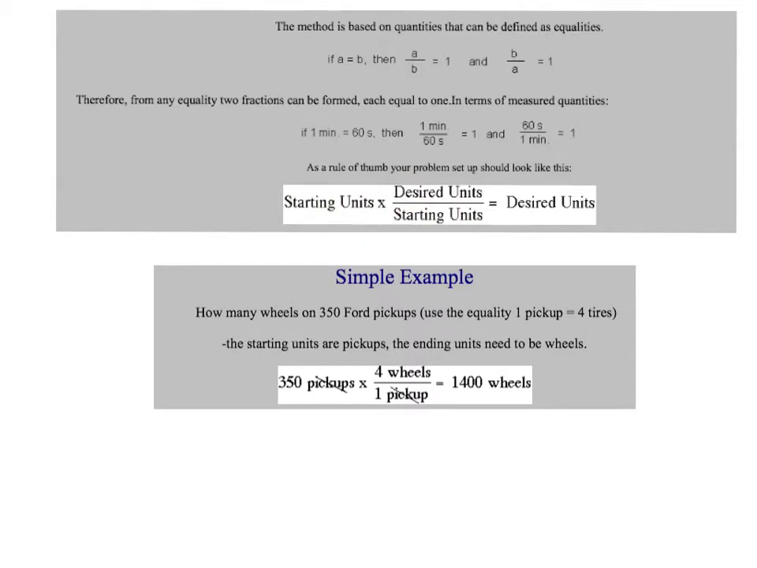For example, how many wheels on 350 Ford pickups are there? Obviously there are 4 tires in one pickup truck. That will be our equality or conversion that we use. We're first starting with 350 Ford pickup trucks. Then for our conversion, write the same unit below. One pickup is equal to 4 wheels. All you're going to do is multiply the two. 350 times 4 is 1400.